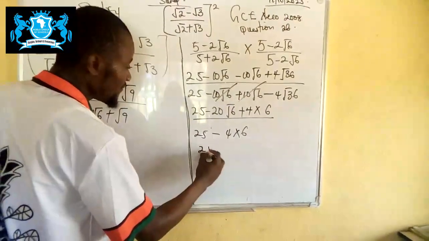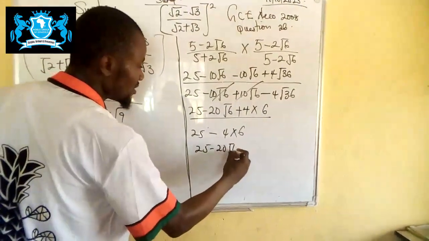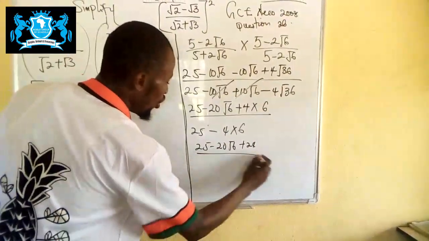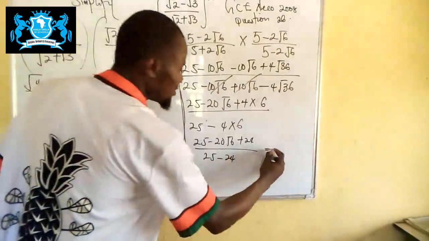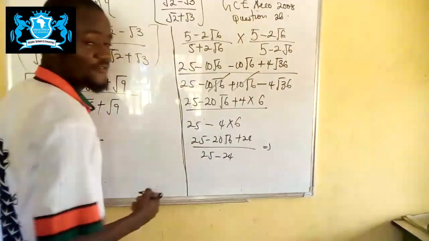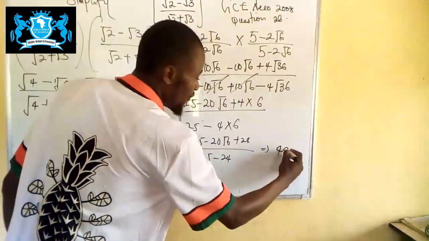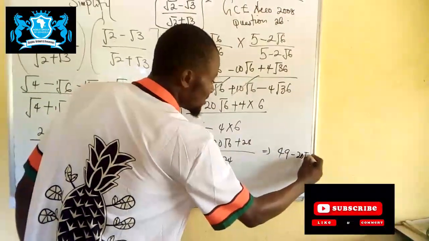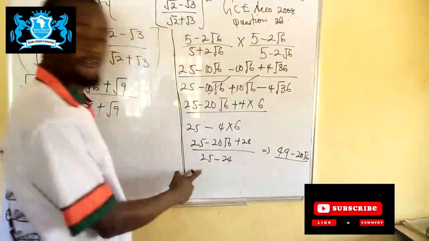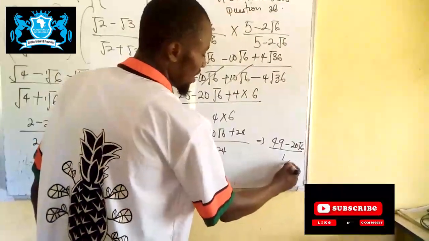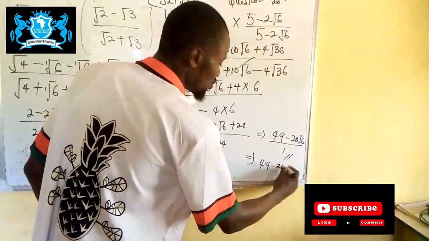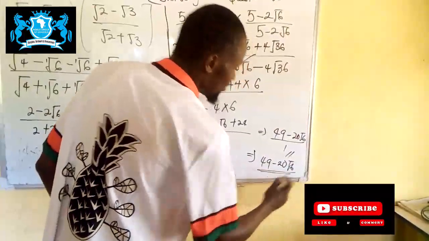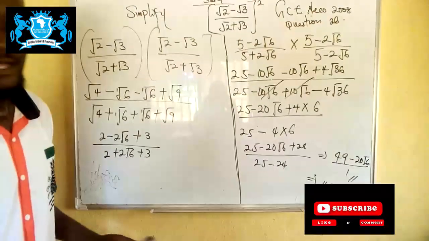Now you have 25 minus 20√6 plus 24 all over 25 minus 24. 25 plus 24 is 49. So 49 minus 20√6 all over 25 minus 24, which is 1. And this is the final answer. The final answer becomes 49 minus 20√6, and you get your full marks in the exam. Thank you very much.